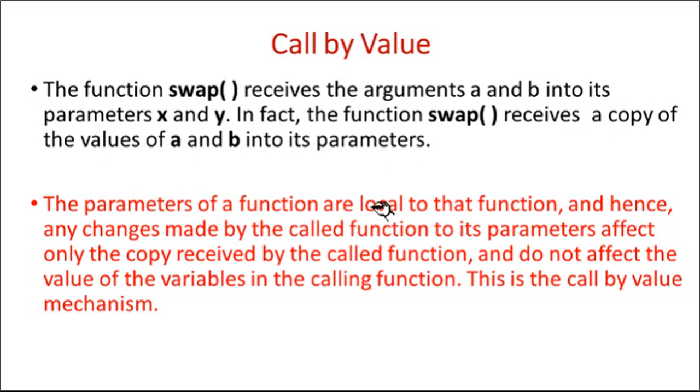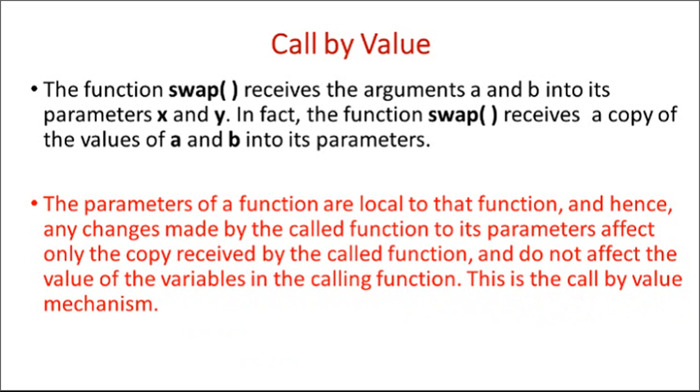Parameters of a function are local to that function, and hence any changes made by the called function to its parameters affect only the copy received by the called function. In our case, the called function is swap, and the changes do not affect the value of the variables in the calling function. This is the call by value mechanism.